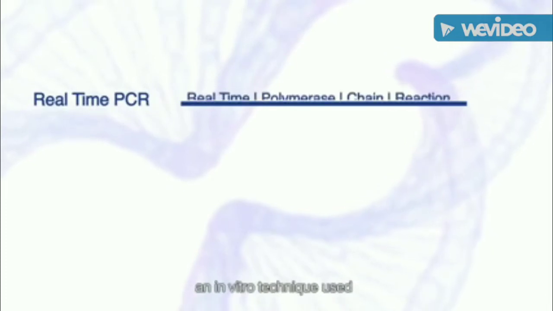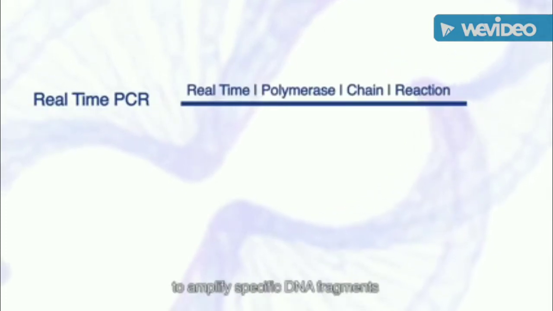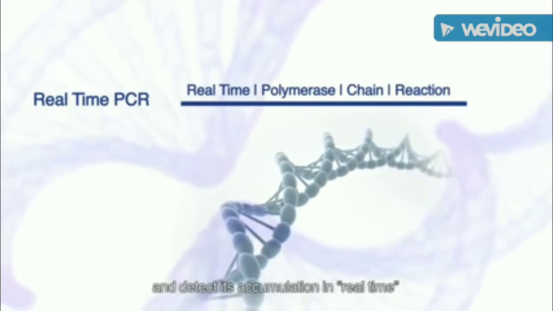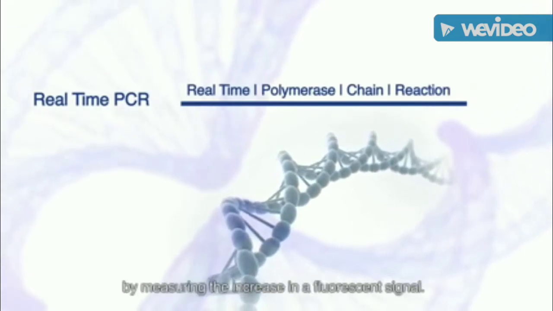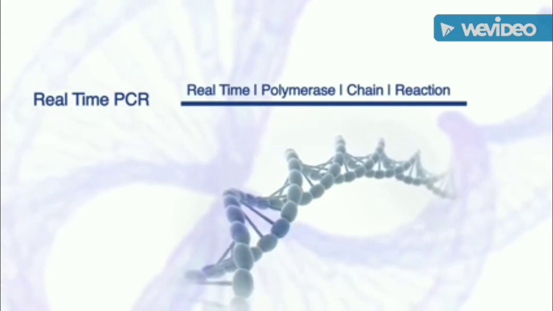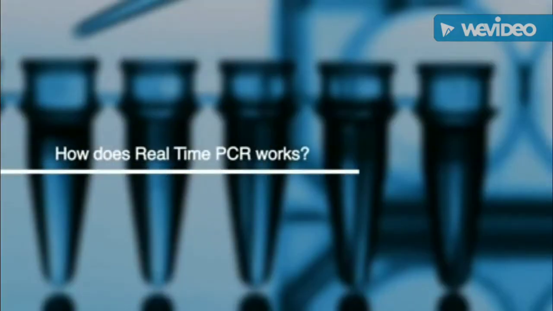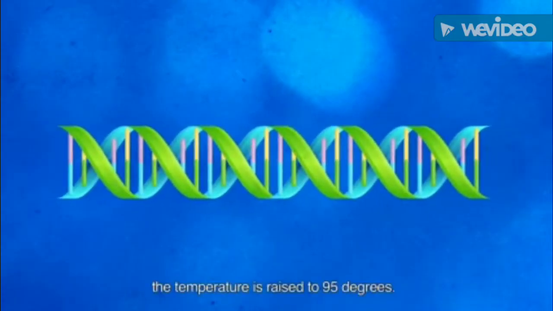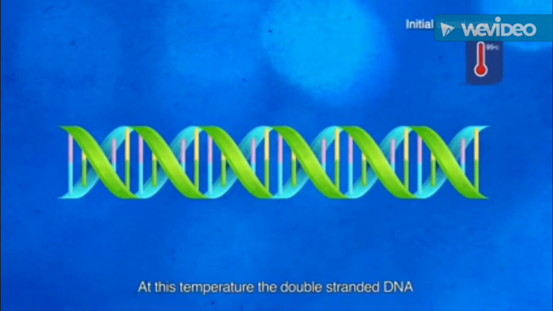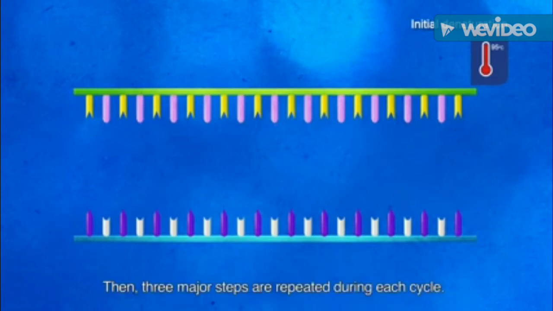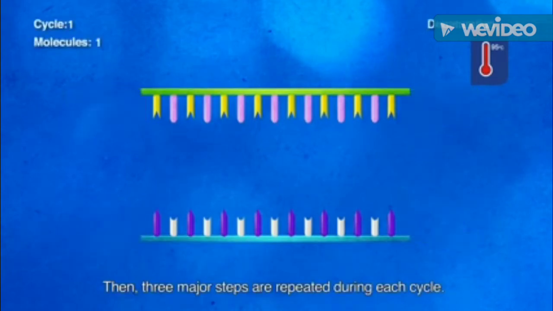Technique, an in vitro technique used to amplify specific DNA fragments and detect its accumulation in real time by measuring the increase in a fluorescent signal. To begin the reaction, the temperature is raised to 95 degrees. At this temperature, the double-stranded DNA is separated into single strands. Then 3 major steps are repeated during each cycle.